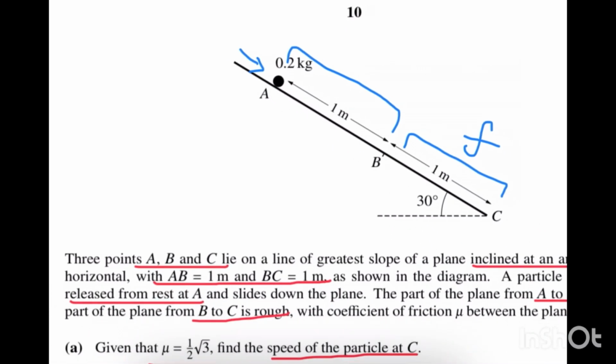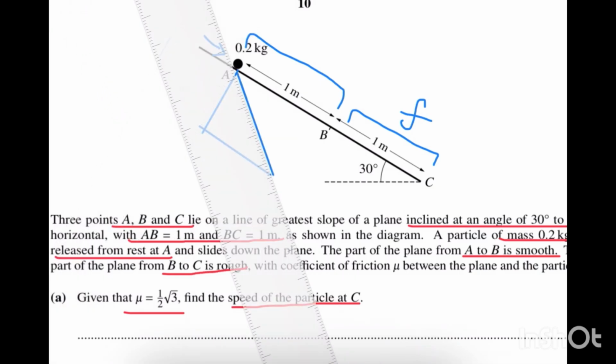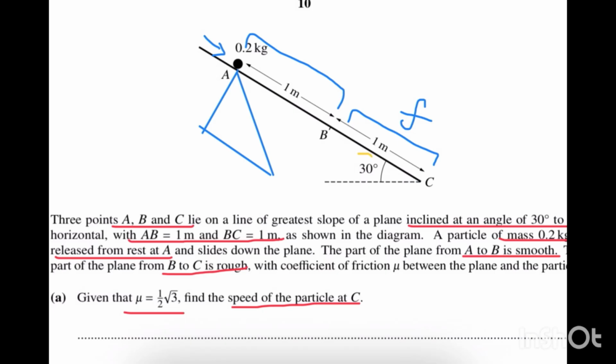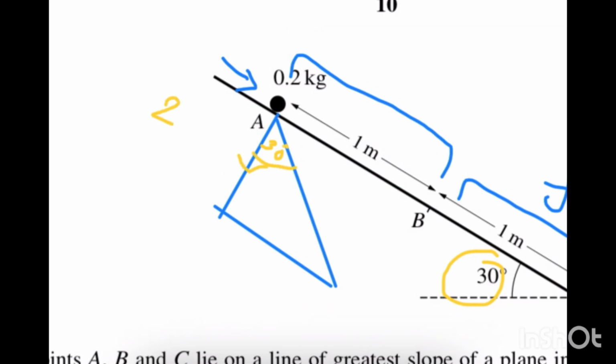So first we'll resolve the weight of the particle. We'll have two components. Since the plane is inclined at an angle of 30 degrees, this angle inside will also be 30 degrees. And there will be a downward component of 2, since that is the weight. This will become 2 cos 30. And the component that pulls it downwards will be 2 sin 30.